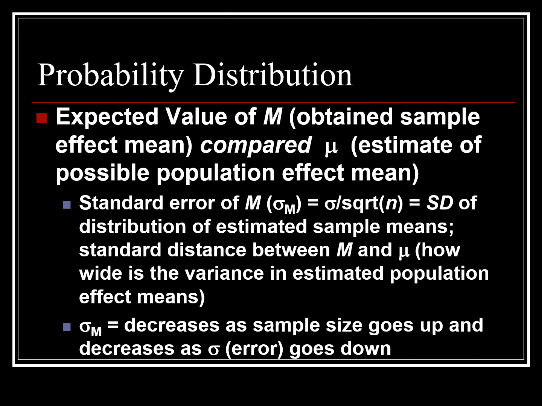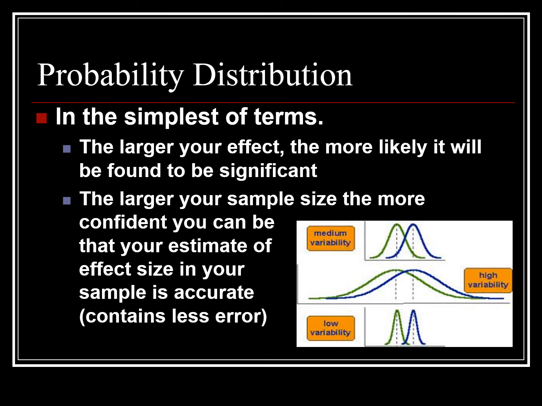So again, what we're going to be calculating here is we're going to take the standard deviation of our mean, we're going to divide it by the square root of our n. That is going to be the standard deviation between the score that we got in our sample and the score in general for a null hypothesis, the middle of the probability distribution. Now, this is kind of an esoteric concept, but generally speaking, the larger this is, the more we can trust what we found. So in the simplest of terms, the larger your effect, the more likely it'll be found to be significant. And the larger your sample size, the more confident you can be that your estimate of effect size in your sample is accurate. In other words, it contains less error.